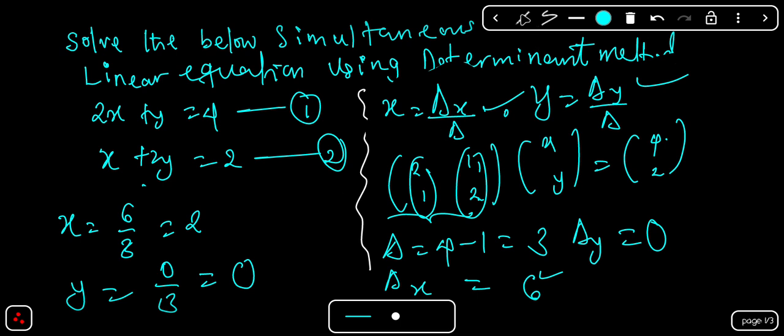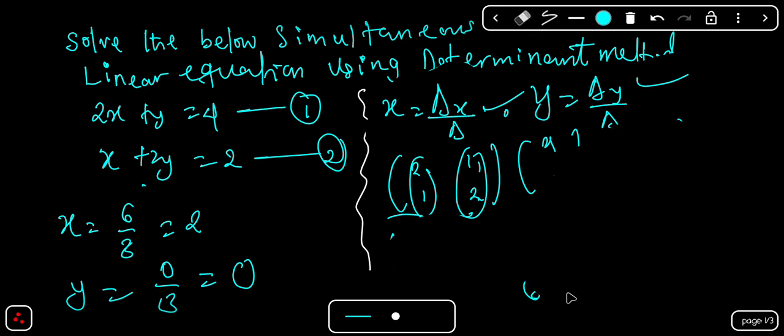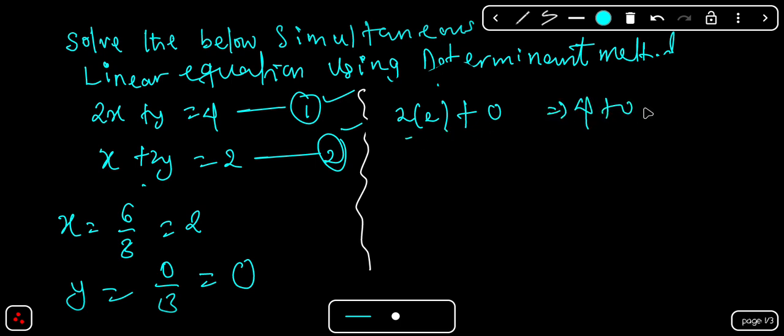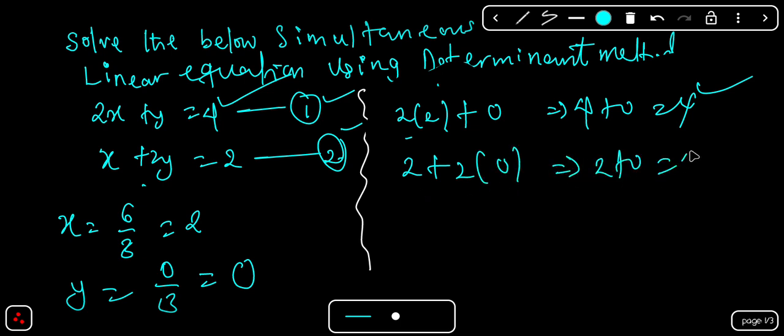Then you can do a check to see if your solution is correct. How do you do the check? Just input the values of x and y that you got into any of the equations. Let's use equation 1 for instance. x is 2, so you have 2 times 2, then y is 0. 2 multiplied by 2 gives us 4, and 4 plus 0 is 4. You can see 4 here, 4 here, so that shows the solution is correct. You can also put it in equation 2. x is 2, so that will be 2 plus 2 times y, where y is 0. This gives us 2 plus 0, which is equal to 2. You can see 2 and 2, so that shows the solution is actually correct.